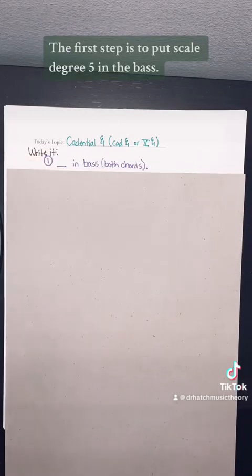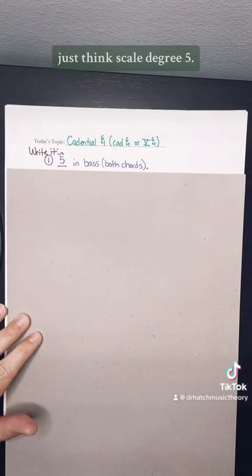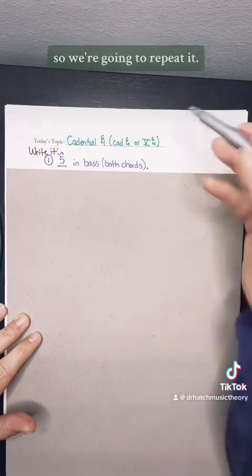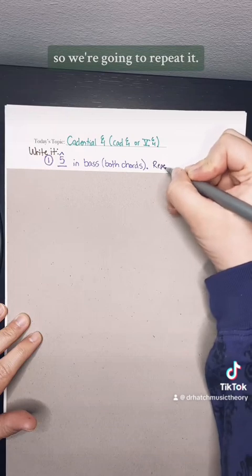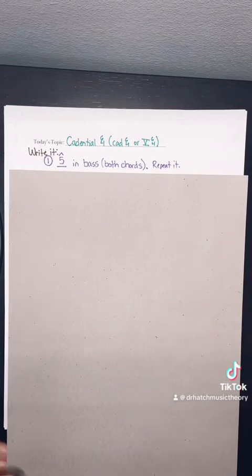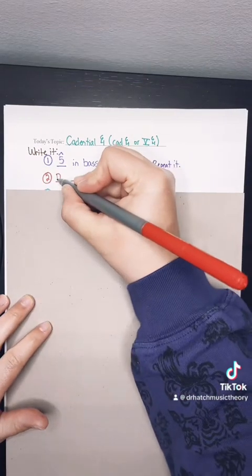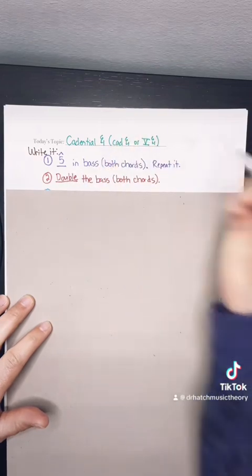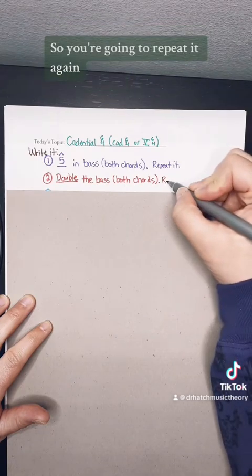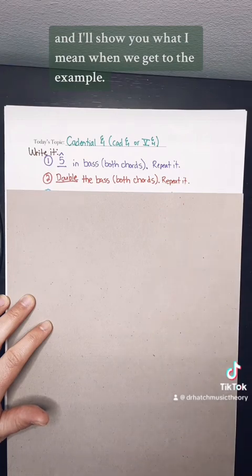The first step is to put scale degree 5 in the bass, not the 5th, just think scale degree 5. This is going to be for both of your chords. So once you put it in the bass, repeat it. Second step, you're going to double the bass. That means you're going to double the bass in both chords again, so you're going to repeat it again, and I'll show you what I mean when we get to the example.